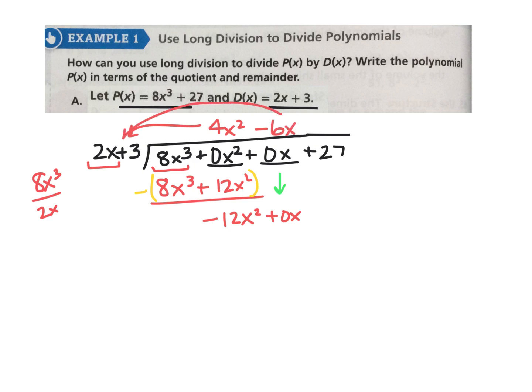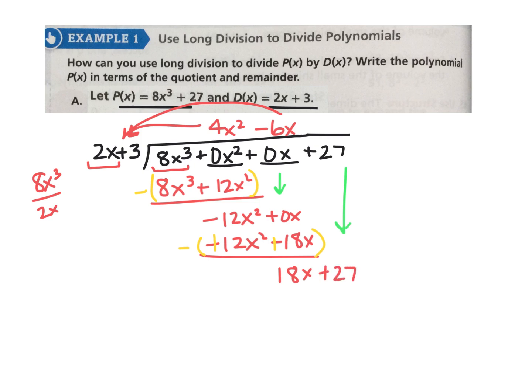All right, so I divided. Now I'm going to multiply again. Negative 6x times 2x plus 3. This is going to be negative 12x squared minus 18x. And again, I'm going to subtract. So if I subtract this, this becomes plus 12 plus 18, which will be subtract 18x. And then I'm going to bring down at the end out here my 27.